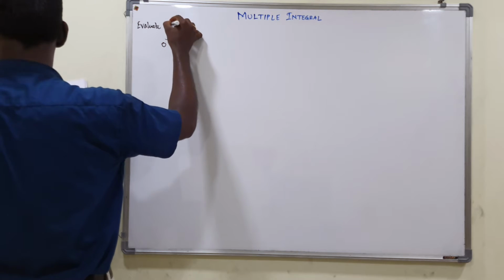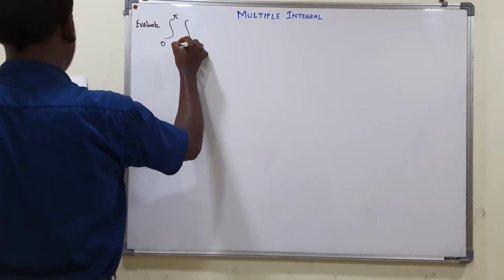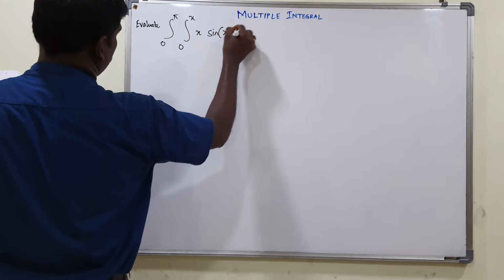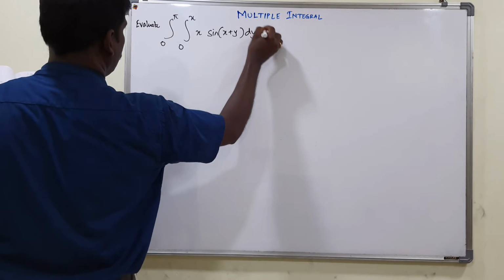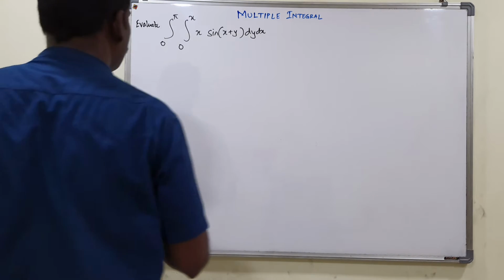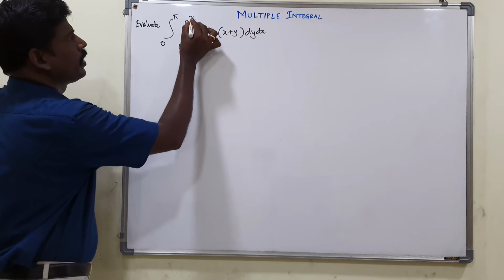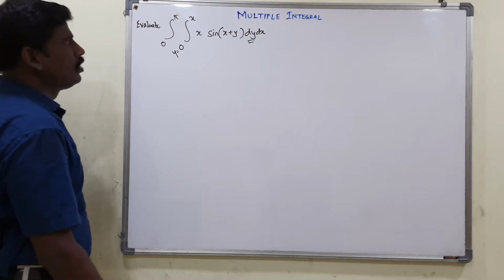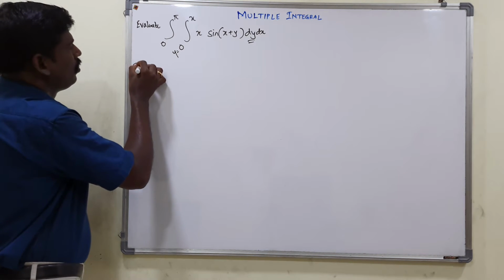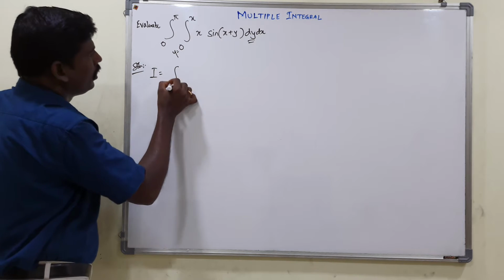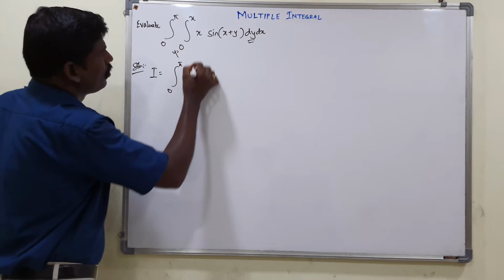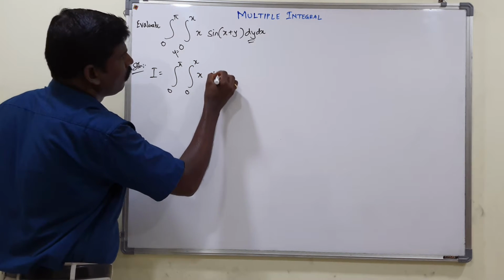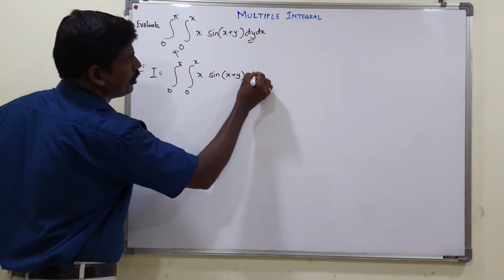Evaluate integral 0 to pi, integral 0 to x of sine of x plus y into dy dx. Okay, right. So look at the region of integration. It is a function of x, so this can be treated as the limit for y. Integration with respect to y comes first. So I is equal to integral 0 to pi, integral 0 to x of sine of x plus y into dy dx.